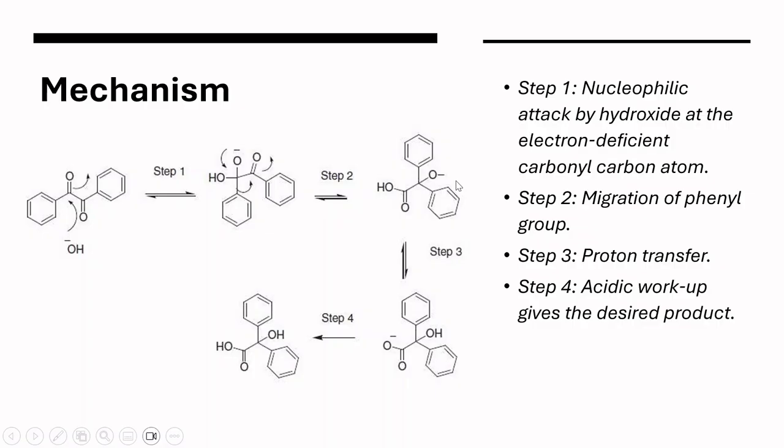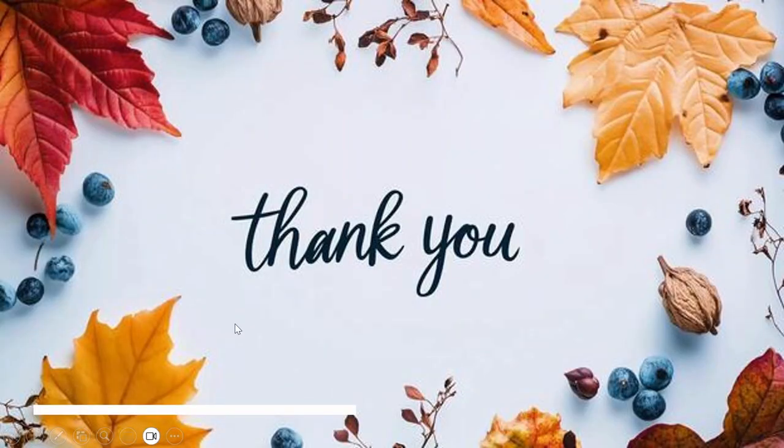So this is our intermediate. Here we have an alkoxide ion and a carboxylic acid. Then there will be a proton transfer. This H will be transferred from the carboxylic acid to this alkoxide ion, so we'll get a carboxylate anion. Step 4, the acid workup, gives the protonation of this O to give the desired product. So we will get benzilic acid.